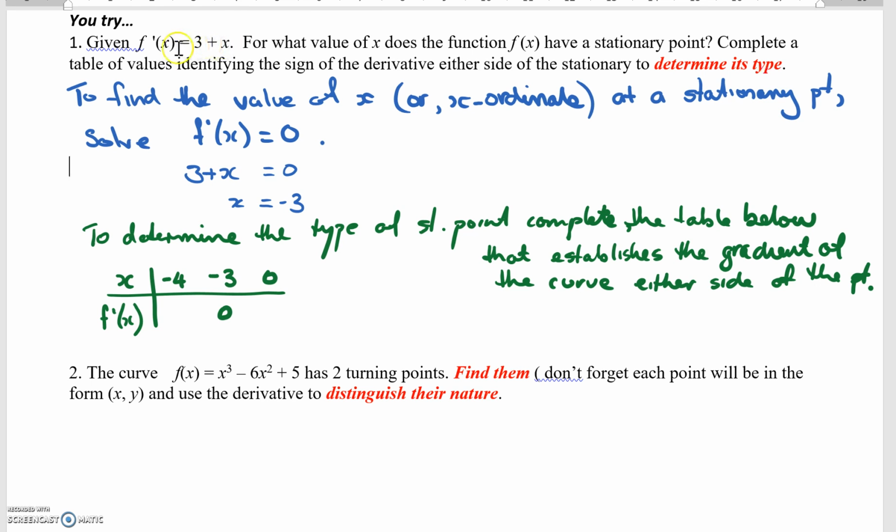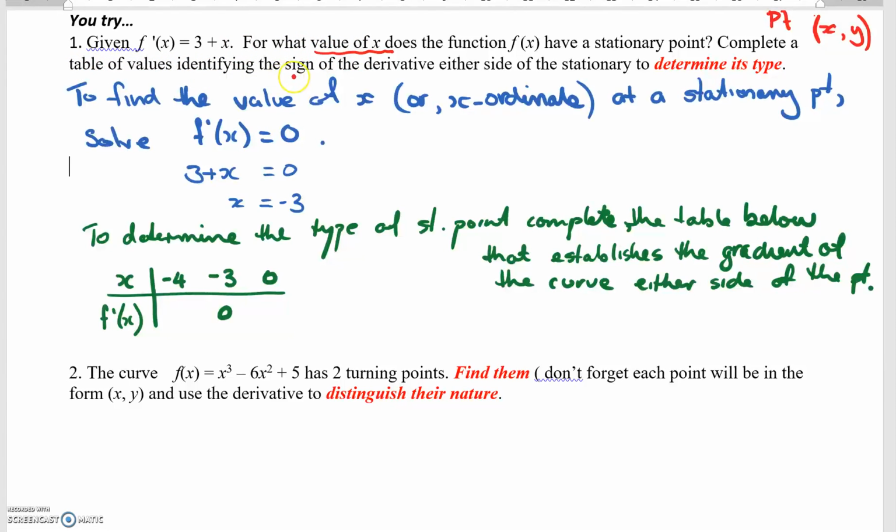Okay, so given that the derivative is this, for what values of x does the function have a stationary point? And again, it seems to be slightly easy because they're only asking you for the value of x, whereas a much more common question is to actually find the stationary point, the whole point. Now, don't forget, all points are denoted by a set of coordinates, so our answer, if we were giving a point, would not be just the x value, but an x and a y value. So that's a point, x and y value, whereas this question just says, what's the value of x?